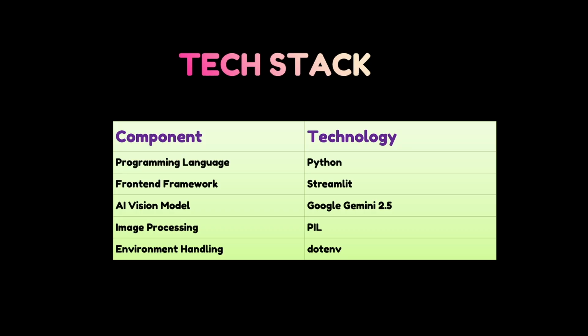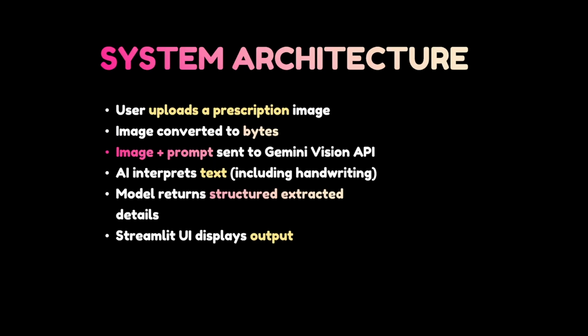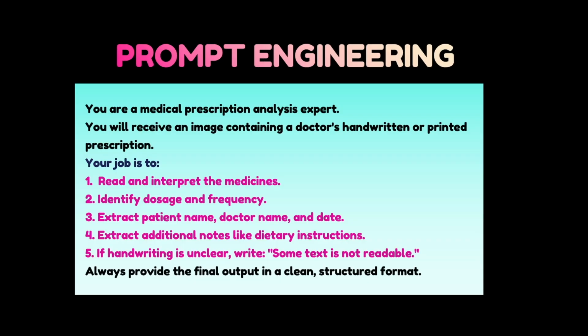Tech stack: we'll be using Python, Streamlit, Google Gemini 2.5 Flash, and the Python imaging library for dealing with images, and dotenv for securing API keys. The system architecture is: the user uploads a prescription image. It gets converted into a model understandable format, bytes. We pass the image and a prompt to the Gemini model. It will interpret the text, including handwritten text. The model returns structured, extracted details, and the Streamlit UI is responsible for displaying the output.